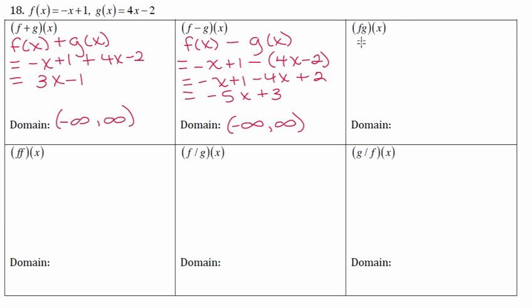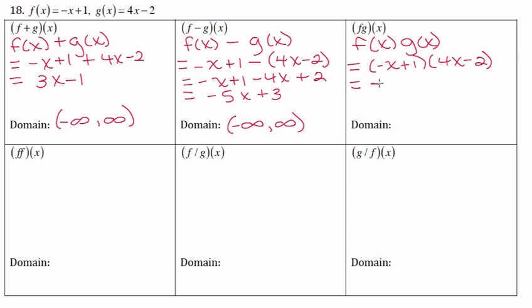And then we have f times g of x, which can be written as f of x times g of x. And my f of x function, once again, is negative x plus 1. My g of x, once again, is 4x minus 2. And I'm going to use parentheses in order to show my multiplication between the two functions. And we're going to FOIL that out.